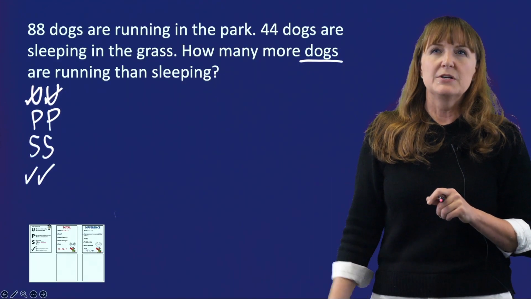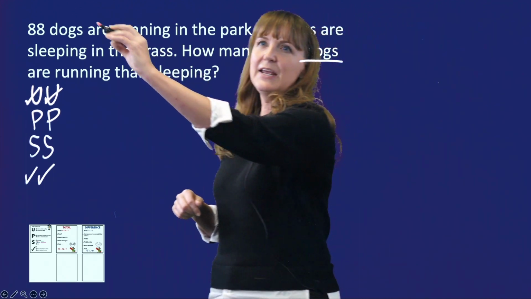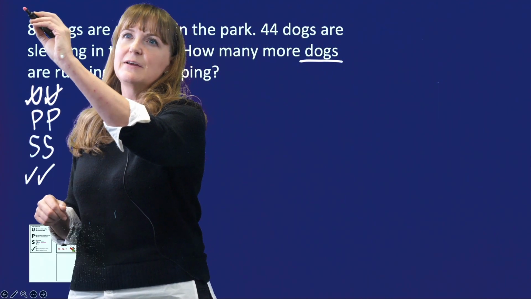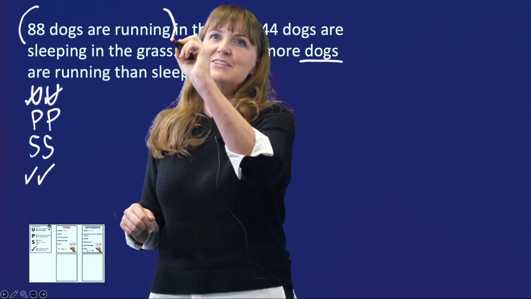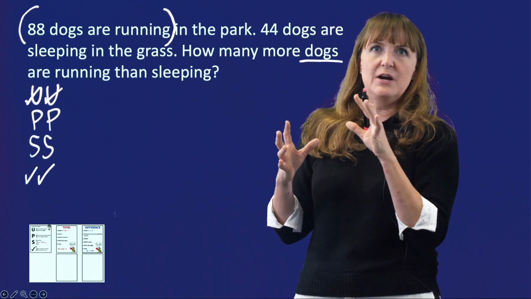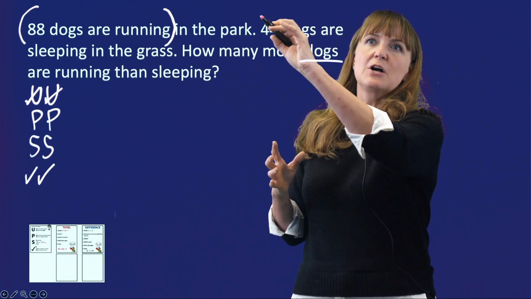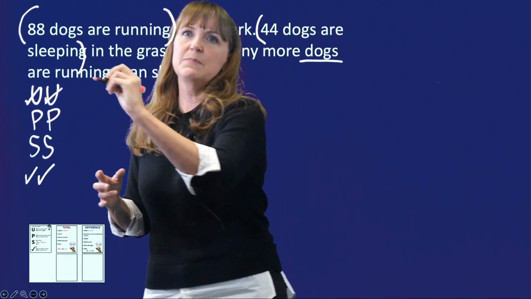All right, now we're going to go ahead and put parentheses around the information and put them in order. So let's see, 88 dogs are running in the park. So I'd say 88 dogs are running. So I've got to see if I can draw my parentheses here. All right, so I've got 88 dogs that are running in the park, right? That's important information there. And I've got 44 dogs that are sleeping. So I'm going to go ahead and put 44 are sleeping right there.